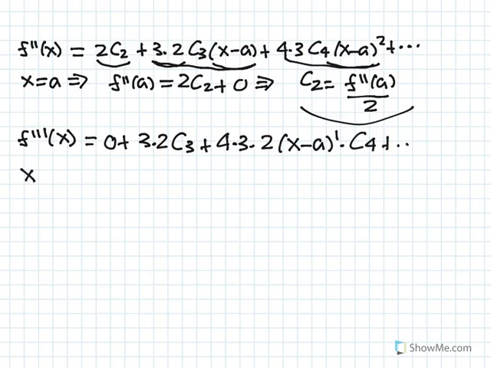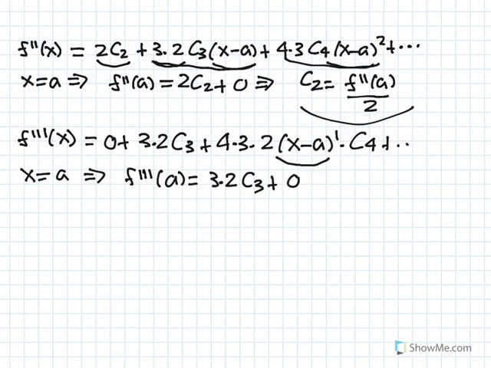So plug in x equals a into the third derivative. We're going to get f triple prime of a is going to be 3 times 2 times c sub 3 plus, and all the remaining terms are powers of x minus a. That's going to be 0, so all the other terms are 0. Solve for c sub 3, we're going to get f triple prime of a divided by 3 times 2 times 1. So we can see the pattern developing, the factorial notation.